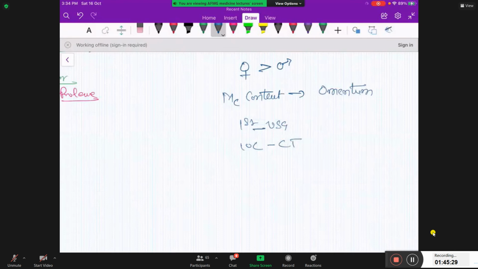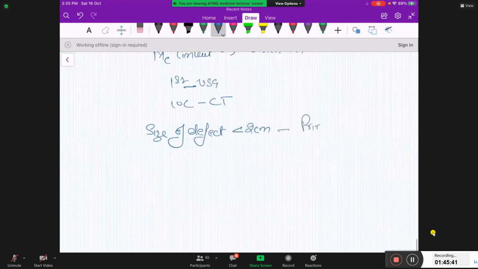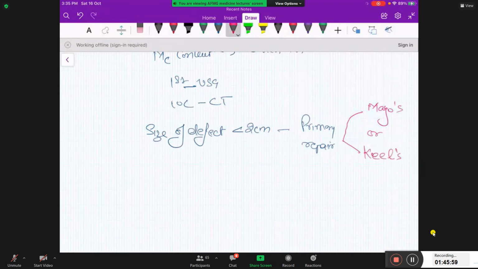CT scan. And if the size of the defect in umbilical hernia is less than 2 centimeter, you will do a primary repair. And these primary repairs come by the name of Mayo's repair or Keel's repair. If it is more than 2 centimeter defect, we do a mesh repair. And please highlight it in your notes.